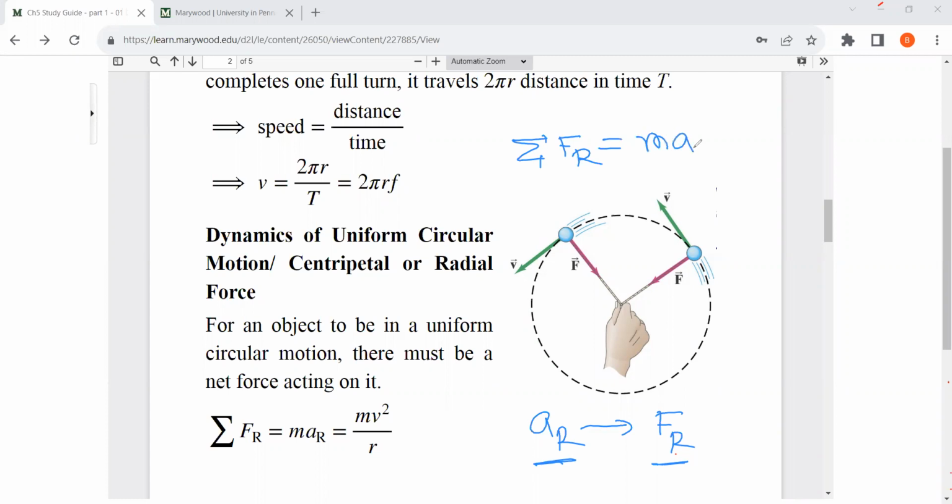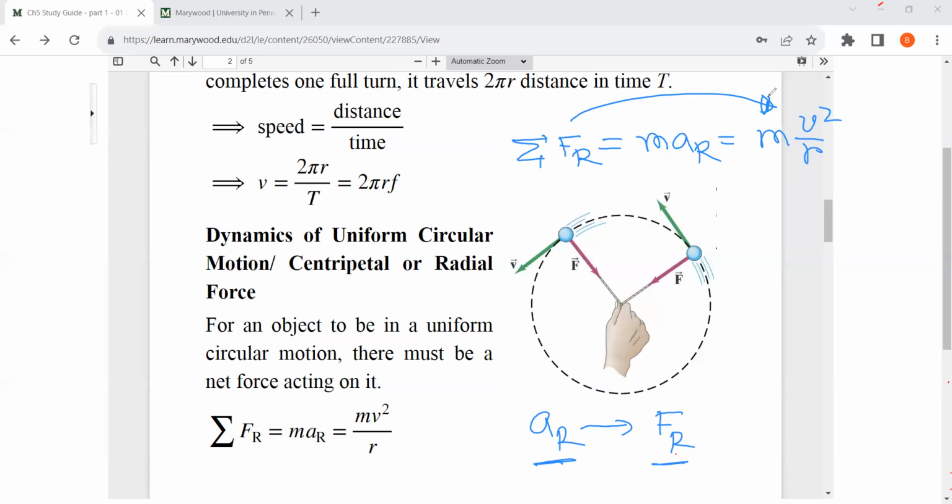And what is the relationship between the centripetal force and centripetal acceleration? It is basically the same as Newton's second law. We just change the subscript. So F_r equals m a_r, that we already know, right? And because a_r is v squared over r, we can substitute this, and mathematically we can represent the centripetal force by this equation, F_r = m v squared over r.